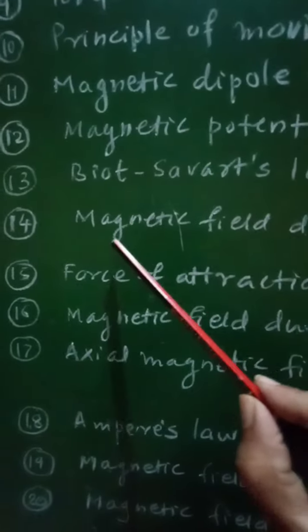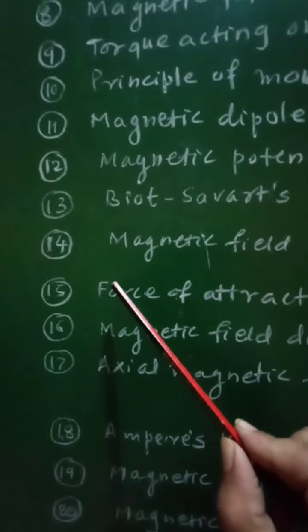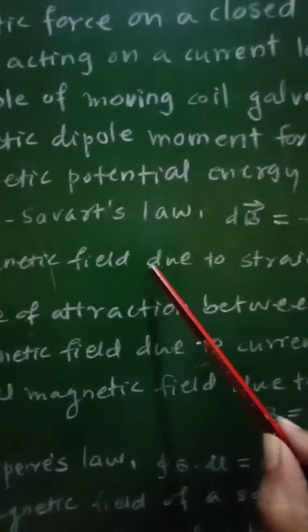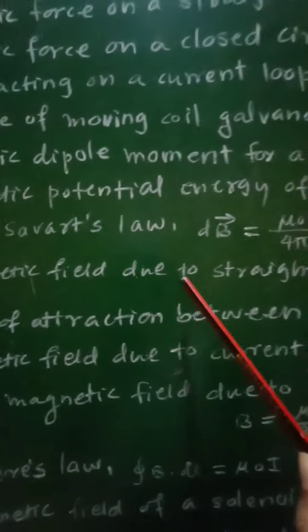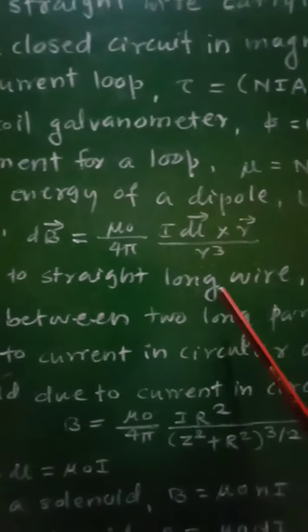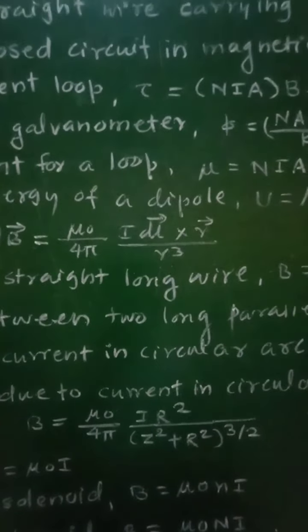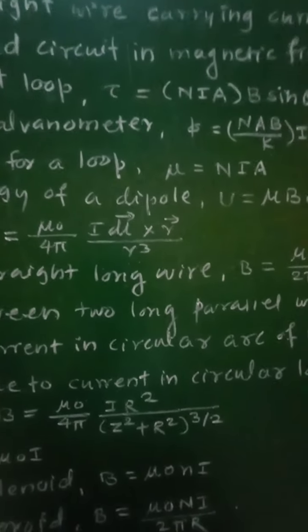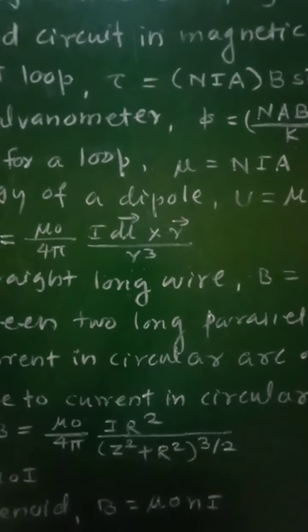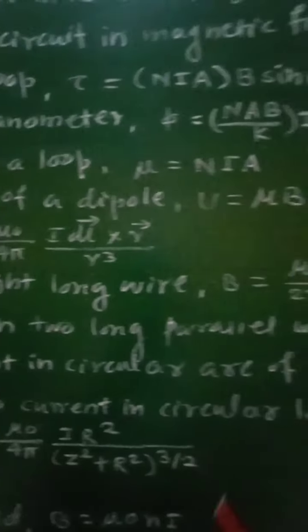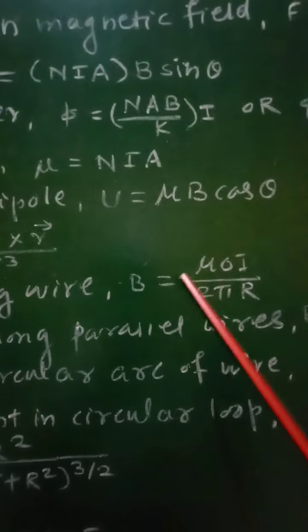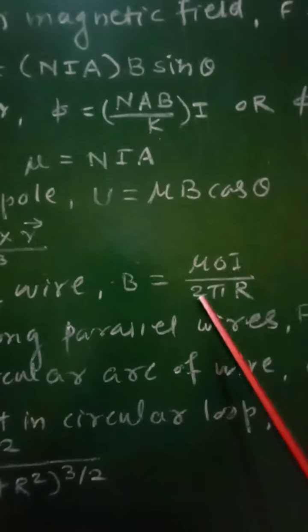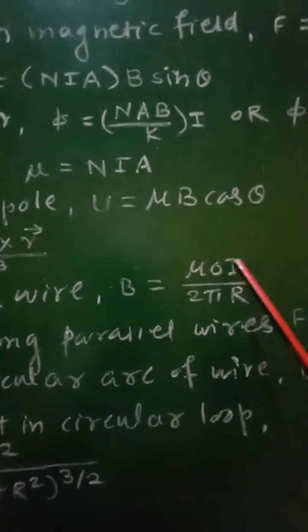Then 14th formula will give us the magnetic field due to straight long wire. If you consider any straight long wire carrying current, then the magnetic field due to that wire is given by the formula B is equal to mu 0 I upon 2 pi r.